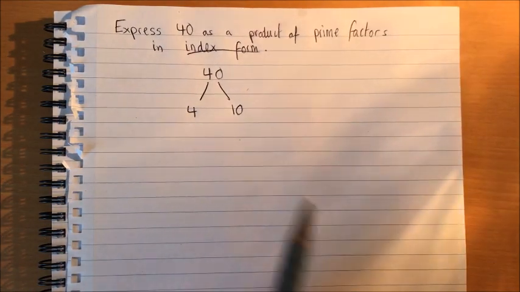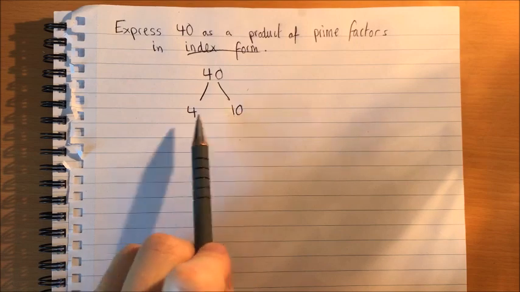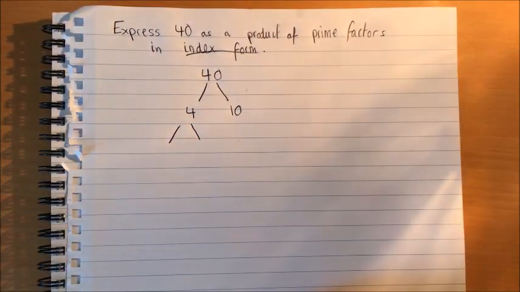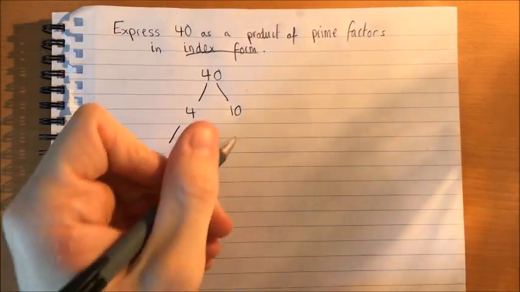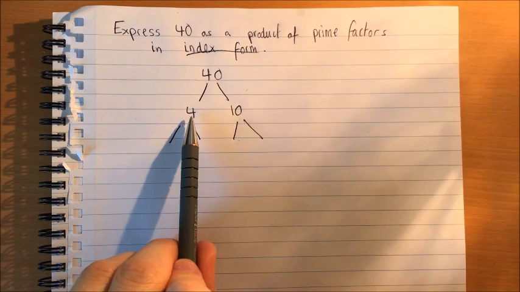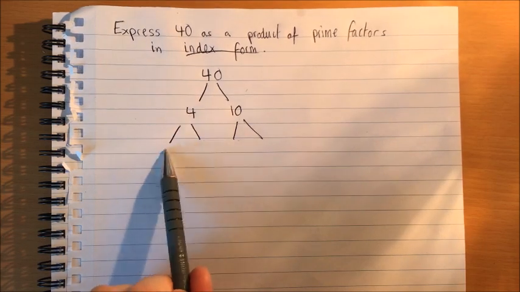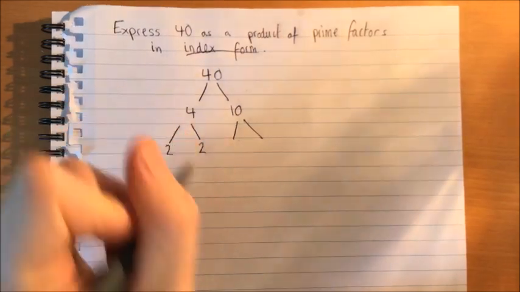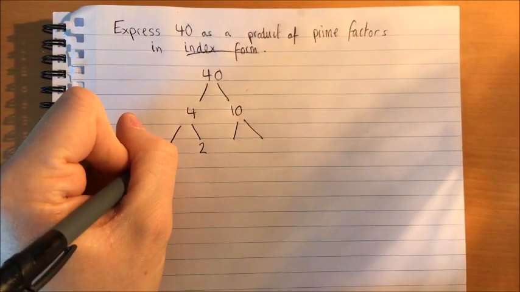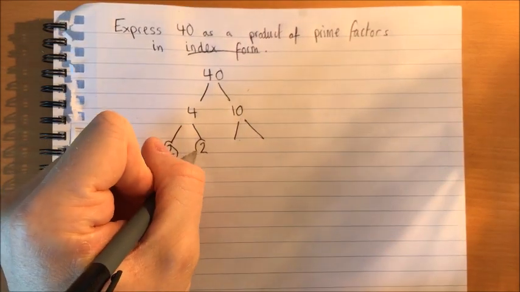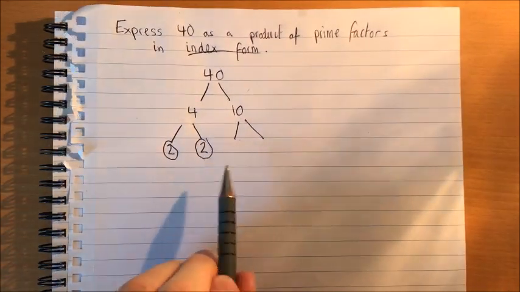I'm asking myself, are either of these numbers prime? 4 is not a prime, so I can split it up into a further pair of factors. Is 10 a prime? No, it's not, so I can split it up. So 4, how can I write 4 as a pair of factors? Well, I know that 2 times 2 gives me 4. 2 is a prime, so I can circle it. 2 is a prime, so I can circle it. So I can stop those ones.